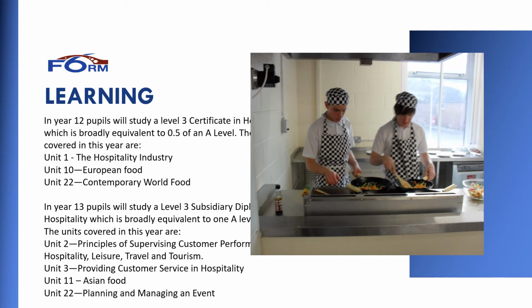In Year 13, pupils will study a Level 3 subsidiary diploma in hospitality, which is broadly equivalent to 1 A-level. So the units covered in this year are Unit 2, Principles of Supervising Customer Performance in Hospitality, Leisure, Travel and Tourism. This is a mandatory unit and is theory-based.